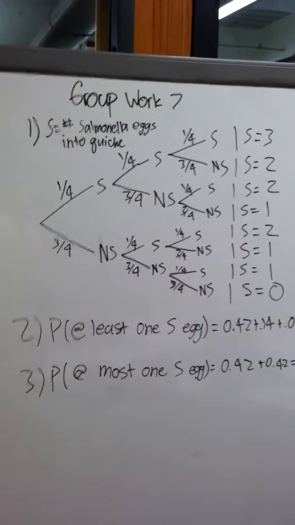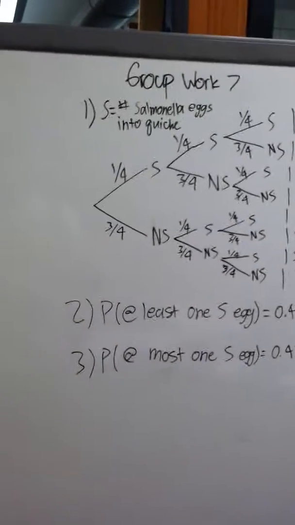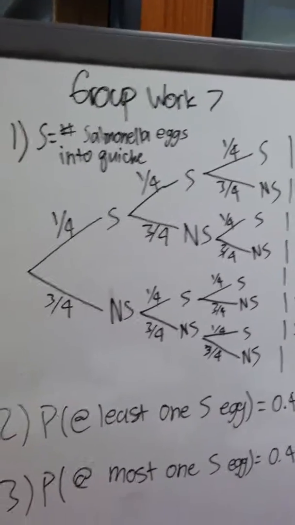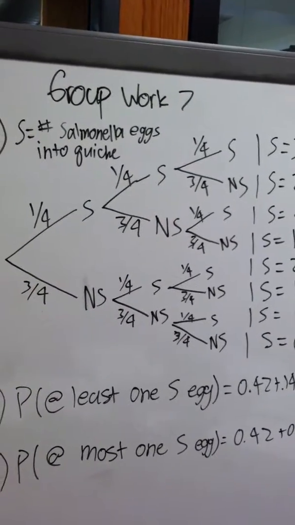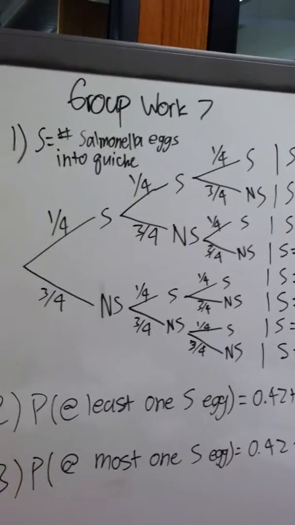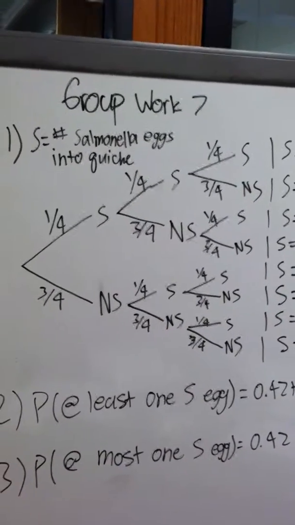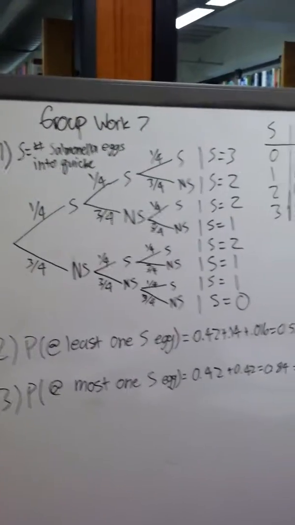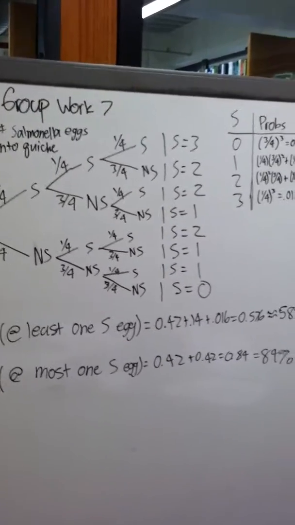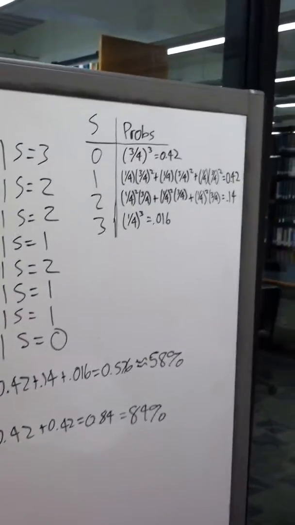To the second egg, and the reason I say second egg is because each egg is independent from each other. So that means if the first egg has salmonella, the probability of the second egg having salmonella is also 1/4, and the probability of the second egg not having salmonella is 3/4. Because it is independent, it has the same probability. Now we do that for the third egg as well, and now we can find our probability distribution of S.